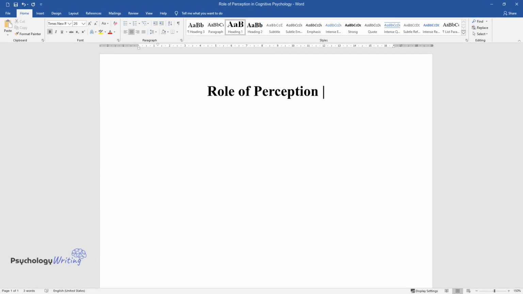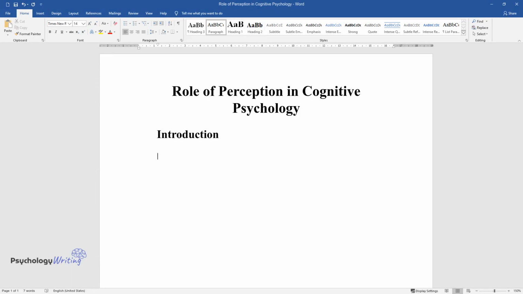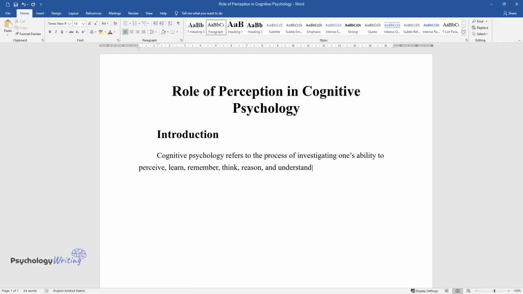Role of perception in cognitive psychology. Introduction. Cognitive psychology refers to the process of investigating one's ability to perceive, learn, remember, think, reason, and understand.